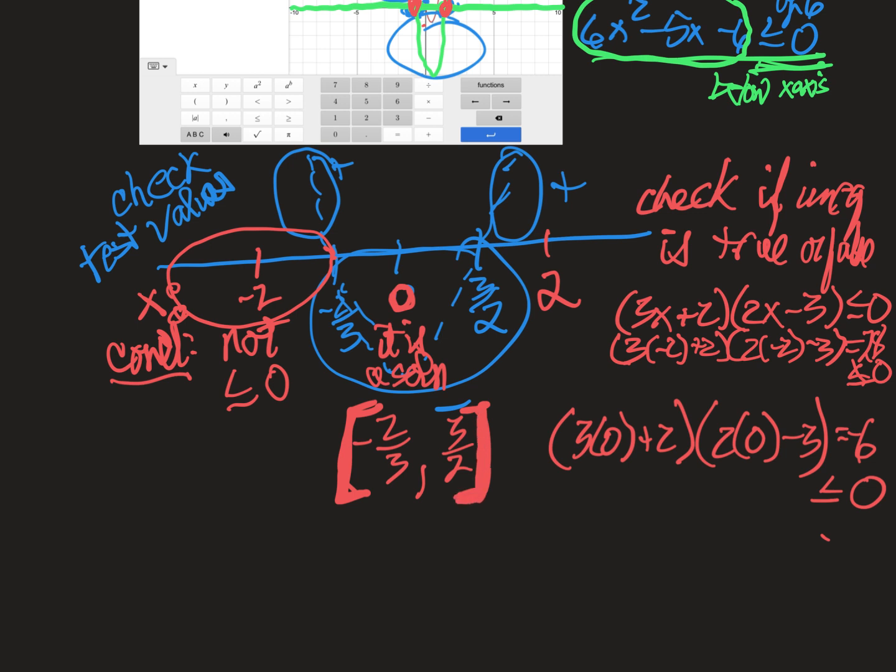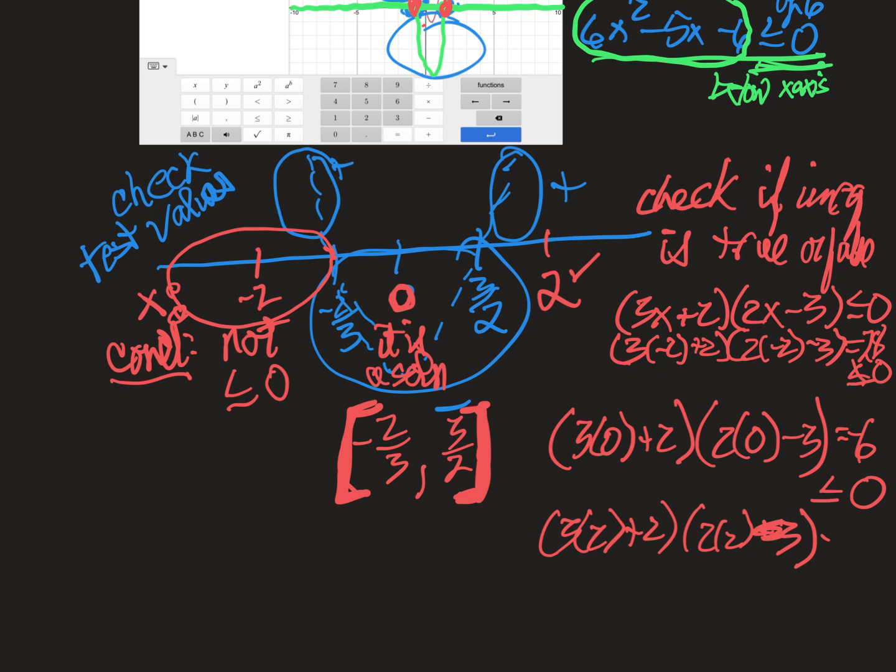Okay. Now, we still have to check this 2 over here to see if it works. All right. And so 3 times 2 plus 2, 2 times 2 minus 3.